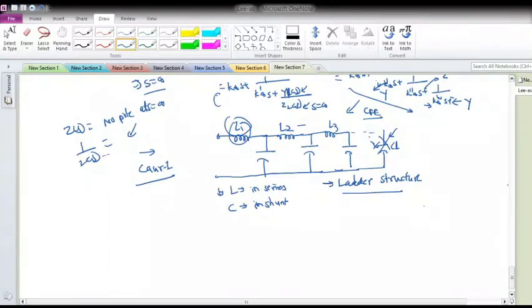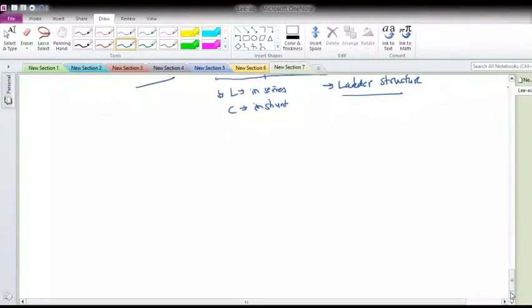Okay, where L is in series and C is in shunt form. Now take one example. Suppose my Z of s is 2s raised to 5 plus 12s cube plus 10s divided by s raised to 4 plus 4s square plus 3. What we can observe is that there is a pole at s equal to infinity.